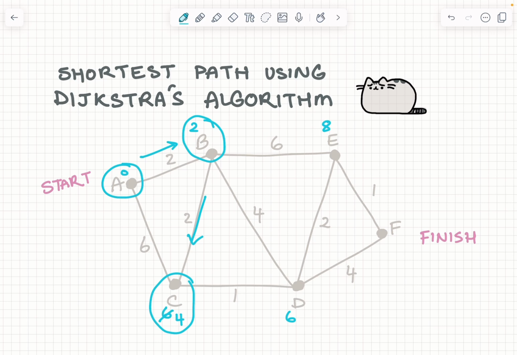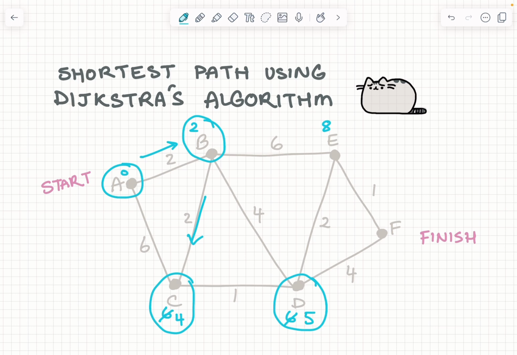Now let's look at the neighbours of C. We've got D, which has a 6, but we can get there a better way. 4 plus 1, coming from C, is 5. Now let's look at all the uncircled values on our graph. 8 and 5. 5 is the lowest, so we'll circle that.